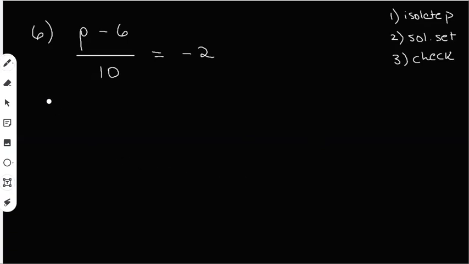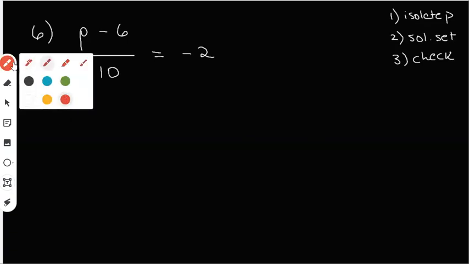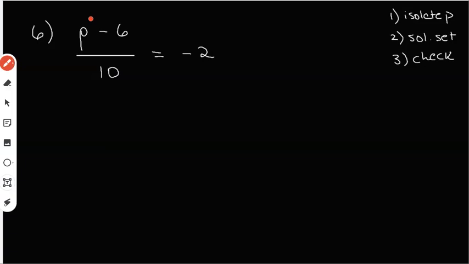Now I need to isolate the variable. In this case, it's p. I want to get it by itself on the left side. That means I get to get rid of two things, a -6 and a 10 in the denominator. I'm going to get rid of that 10 first, because I can get rid of that 10 in the denominator by multiplying both sides by 10. Then after that, I can tackle the -6 and get rid of that.